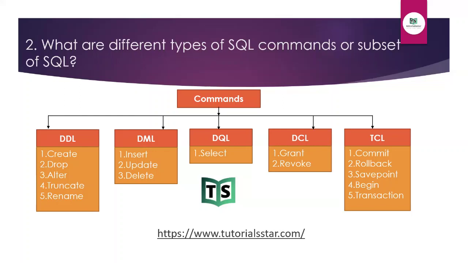Then we have rollback. The rollback command rolls back the changes made previously if the condition is not satisfied or any error occurred. Next we have savepoint. This command marks the point so that if any error occurs, the changes are saved till that point. Then we have begin. The begin command is used to start the transaction or create the transaction.